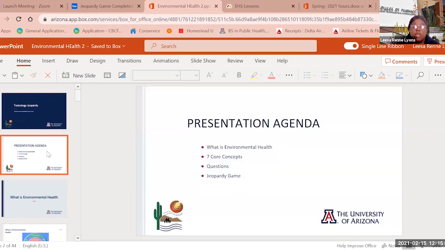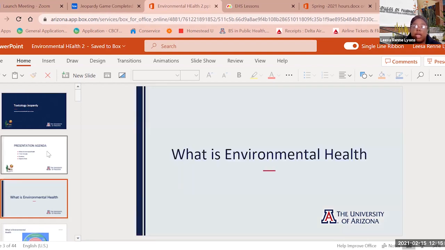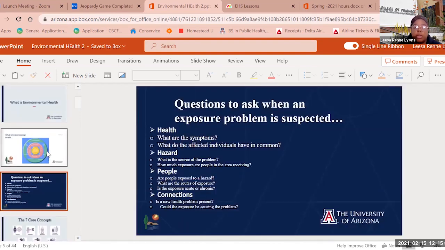So of course it always starts with the presentation agenda, which just goes over everything that's going to be covered in this presentation. So a brief overview of what environmental health is, the several core concepts of environmental health, any questions that students may have, and then we jump into the post-presentation activity, which in this case is the Jeopardy game. So again, brief overview of what environmental health is.